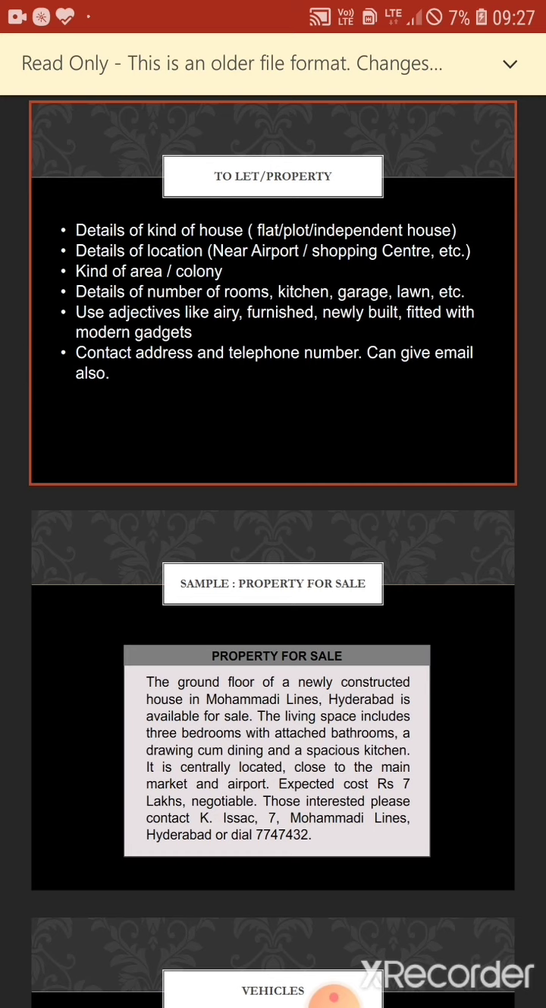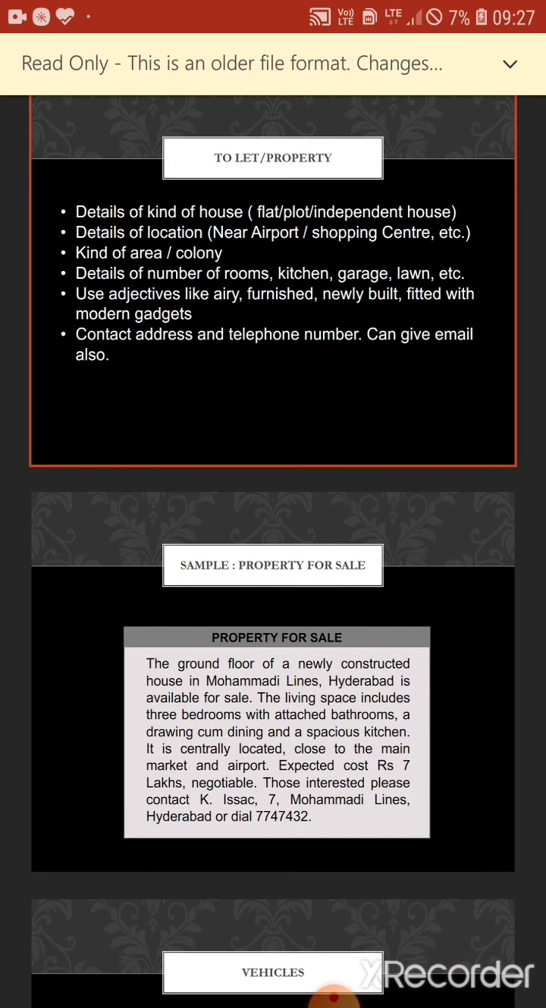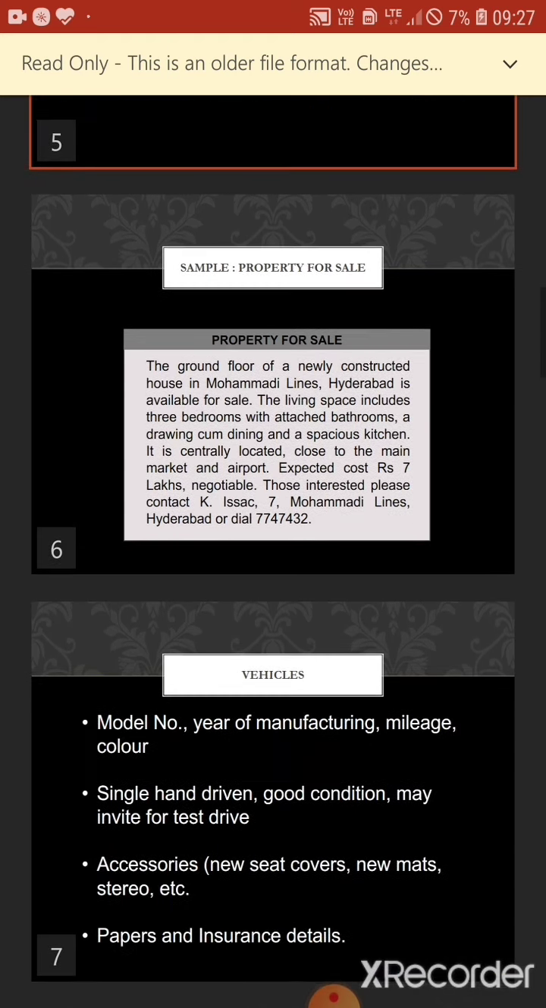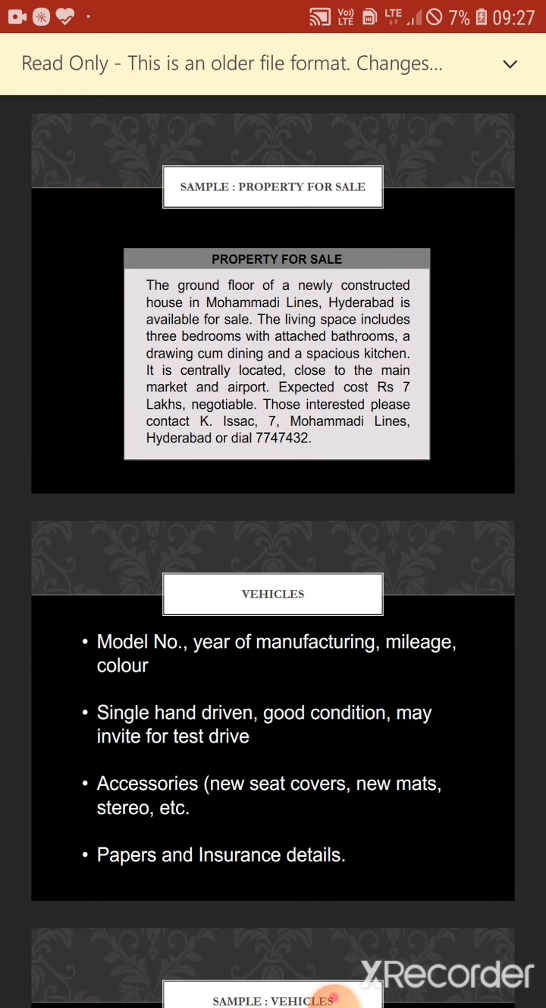Apart from the contact address and contact number, that is mobile number, you may give your email address also, on which the interested people may contact you. So after having discussed all the important points related to the classified advertisement, we will see some examples of the classified advertisement. First one is for property for sale.